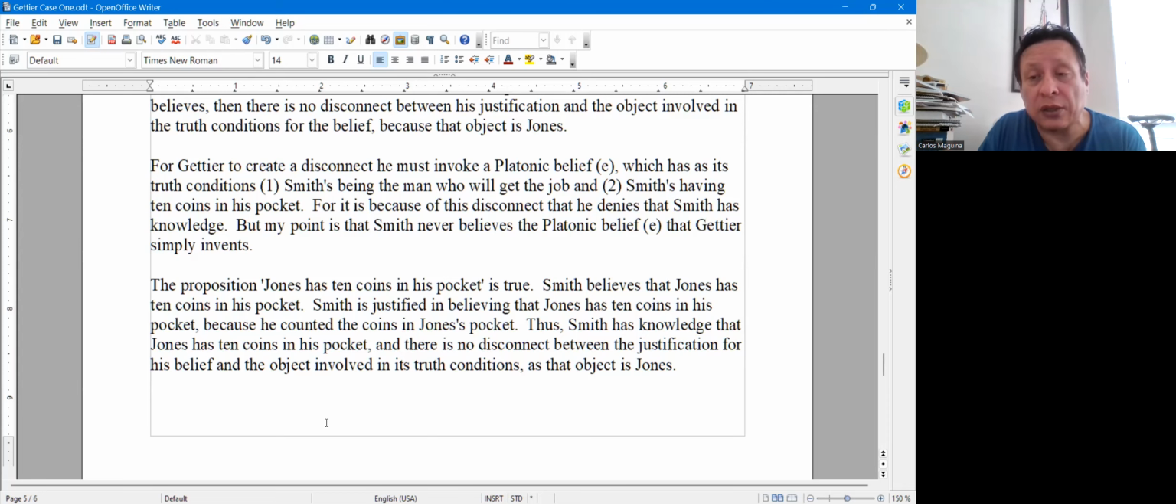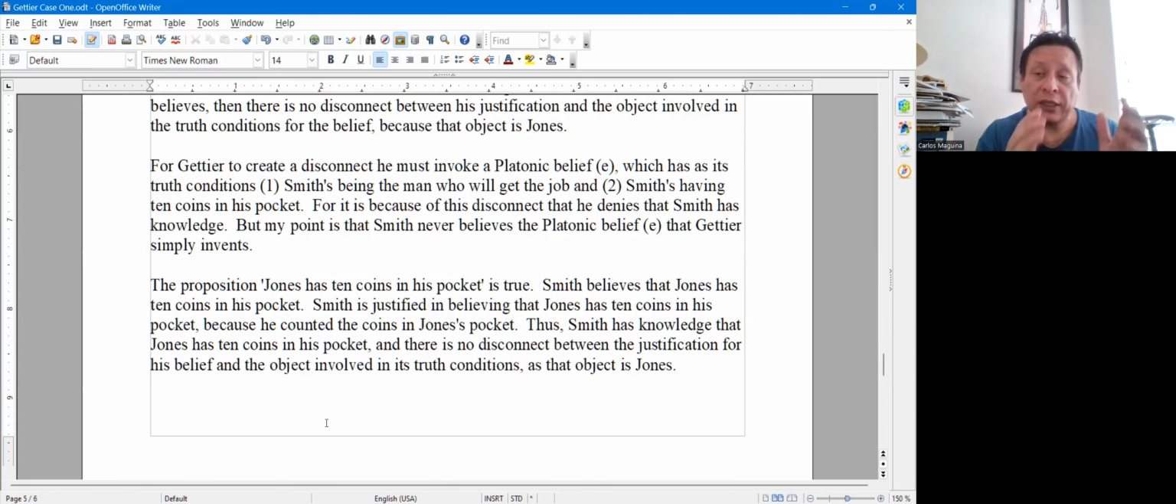You can just argue that they're the same thing, or you can at least argue that this is not a case of somebody having justified true belief and yet failing to have knowledge. No, he has knowledge. He has knowledge that Jones has 10 coins in his pocket. Why do I need entailment? Okay, you don't, but that's all he believes. He believes that Jones has 10 coins in his pocket. Okay. And there's no disconnect now.